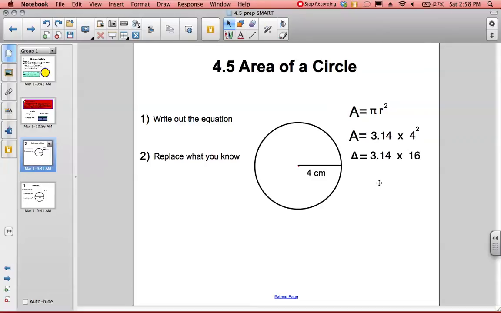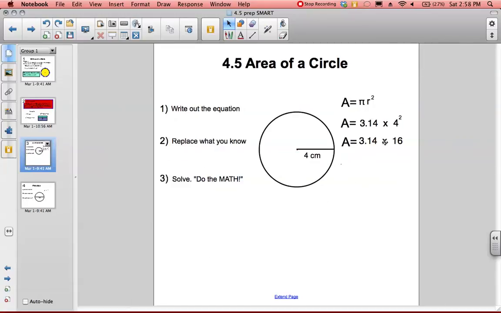Well, first things first, we need to do the math. So solve your equation now, do the math. Well, 4 squared is the same thing as 4 times 4, which gave us 16. So now we have 3.14 times 16. And when we do our multiplication, 3.14 times 16 equals 50 and 24 hundredths centimeters squared. So based on this circle here with a radius of 4, its area is 50 and 24 hundredths centimeters squared.